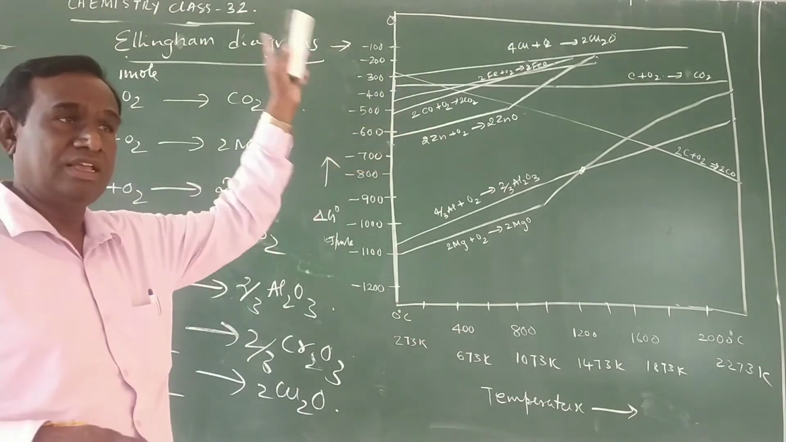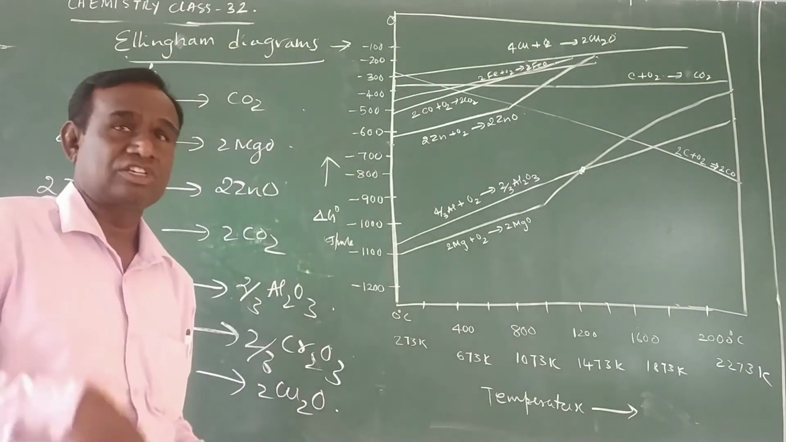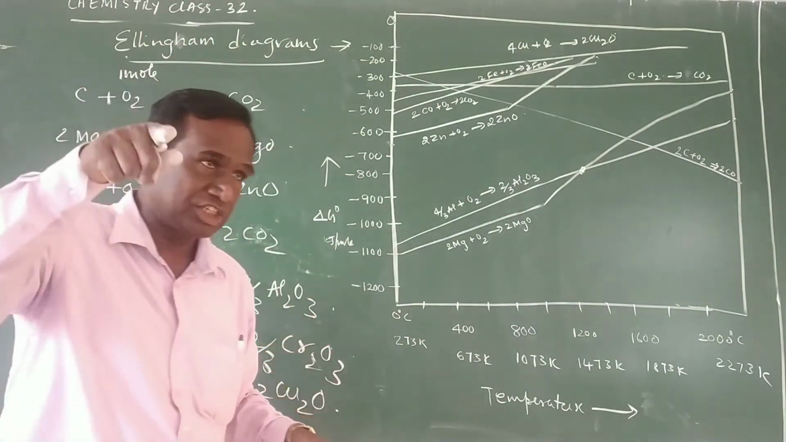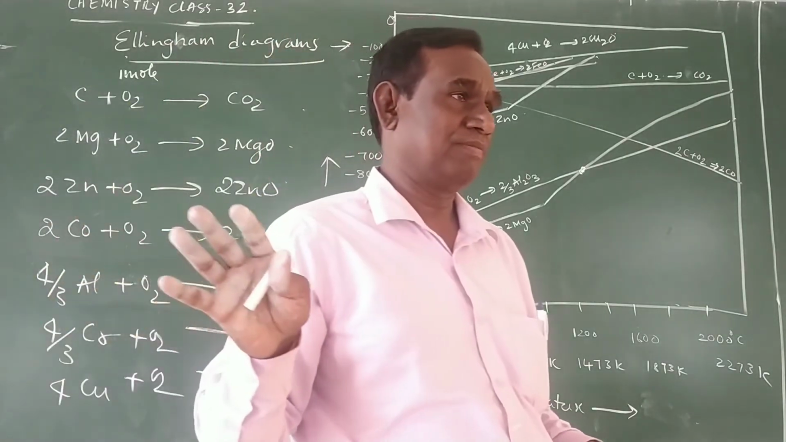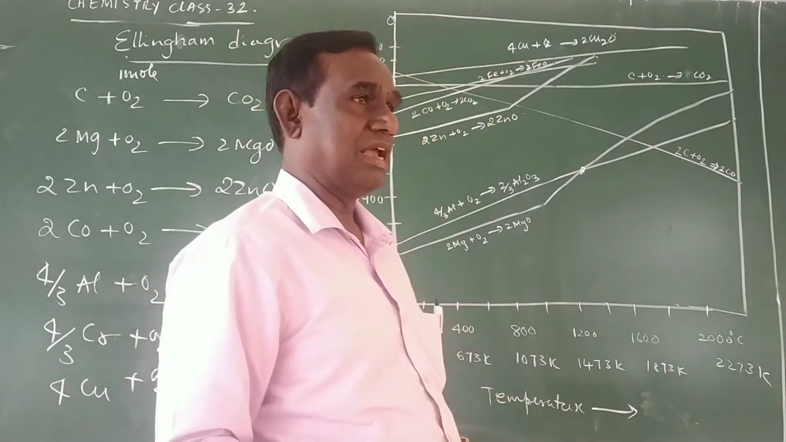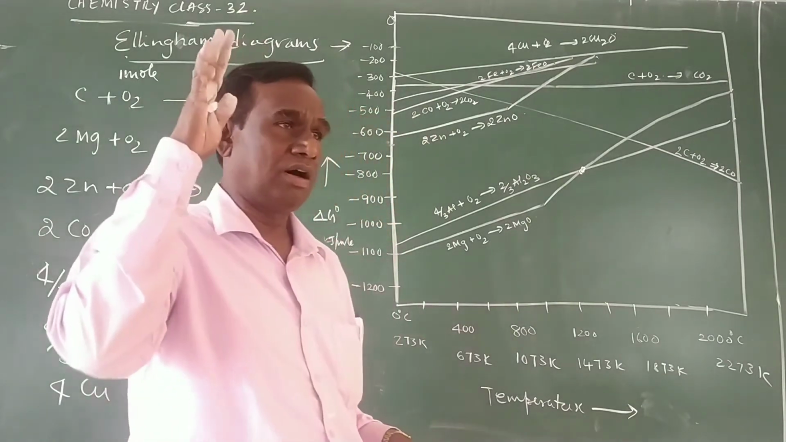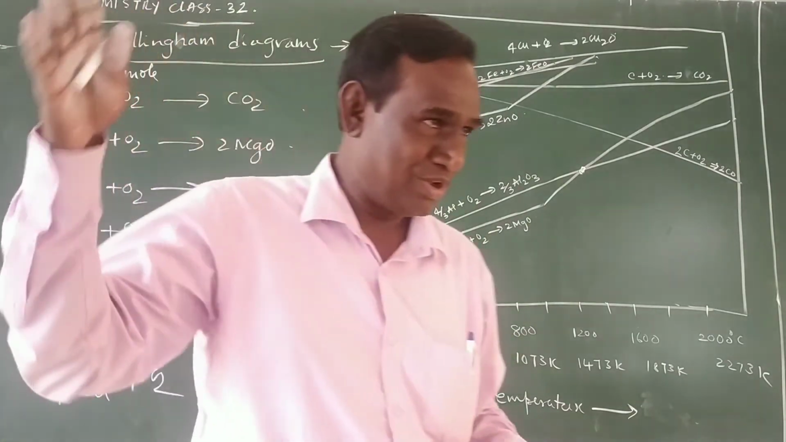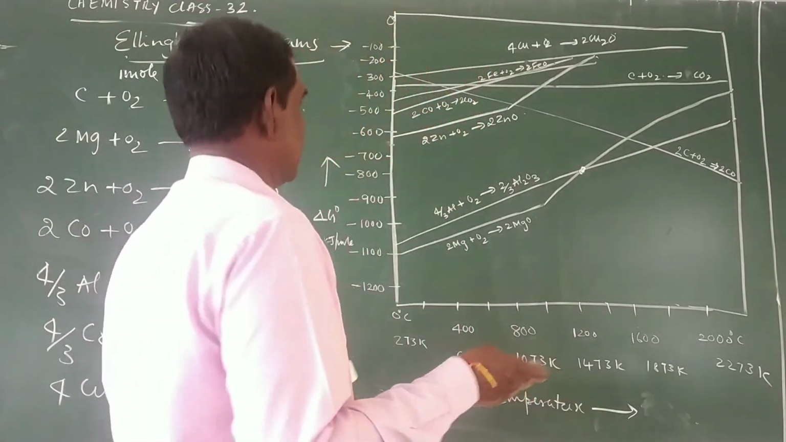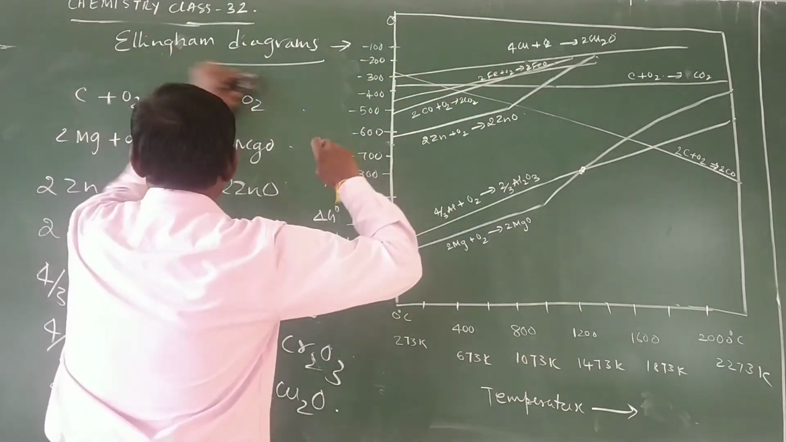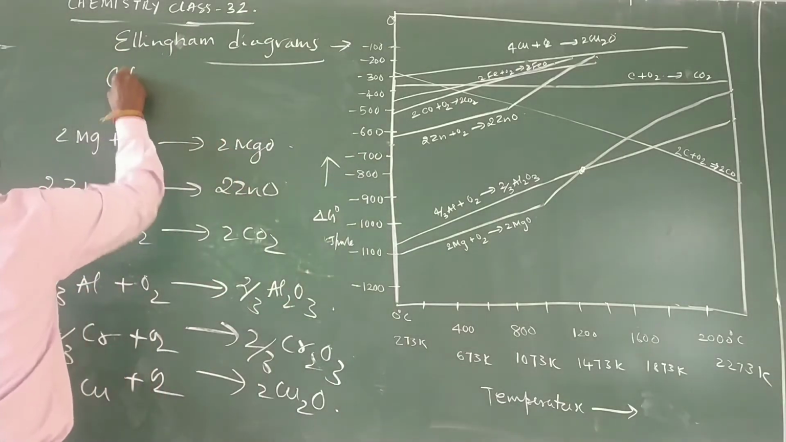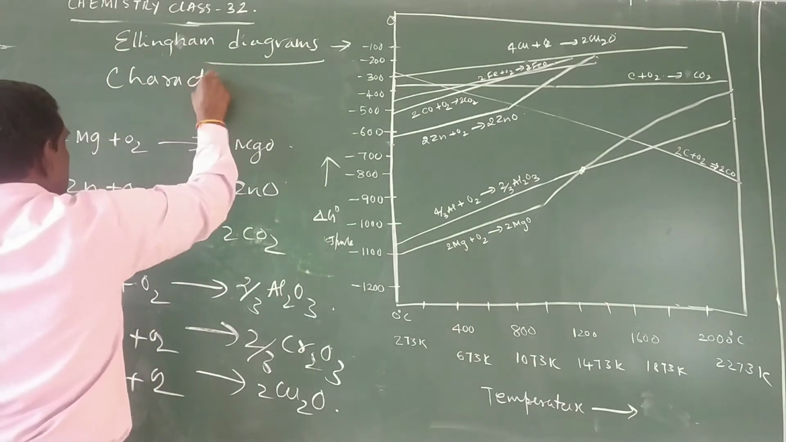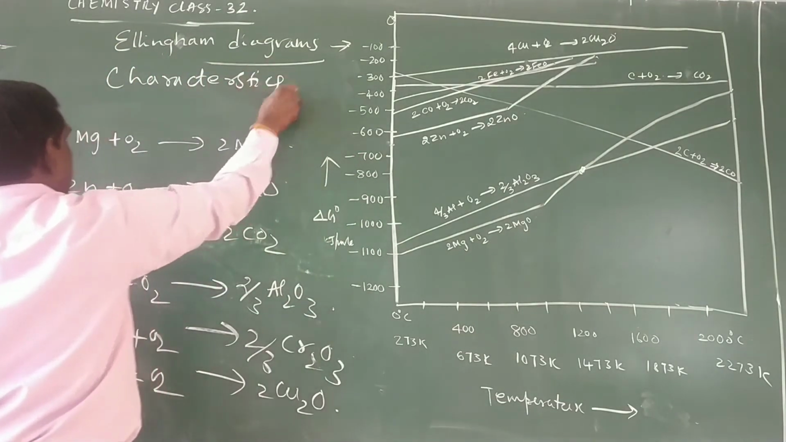Ellingham diagrams. Ellingham diagrams are nothing but the plots or the graphs which show the variation of delta G naught against temperature. Okay, so these Ellingham diagrams are very useful for the selection of the reducing agent for the reduction of metallic oxides into metals. What are the characteristics of Ellingham diagram?